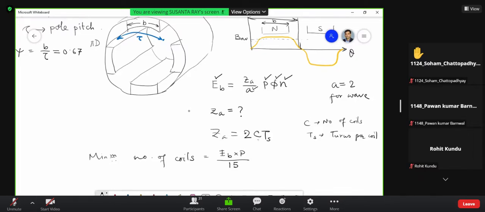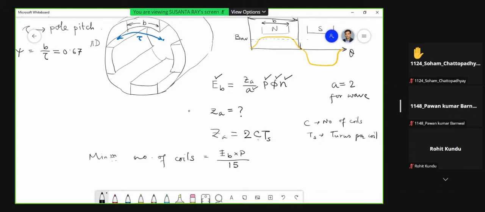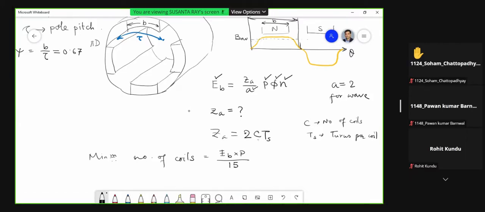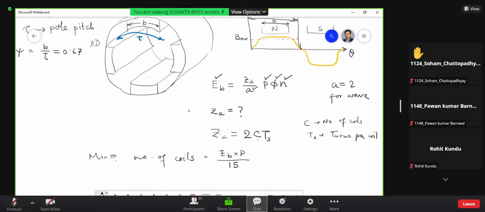Sir, I'm getting 2.56 as turns per coil. 2.56, it cannot be a fraction. You have to make it an integer. Accordingly, sir, you have to make the changes.